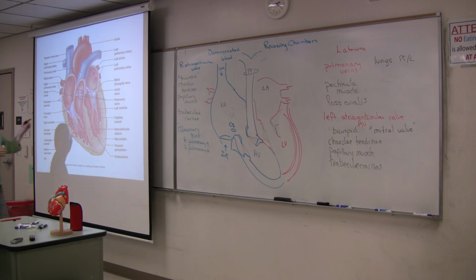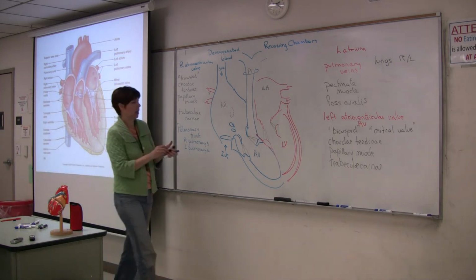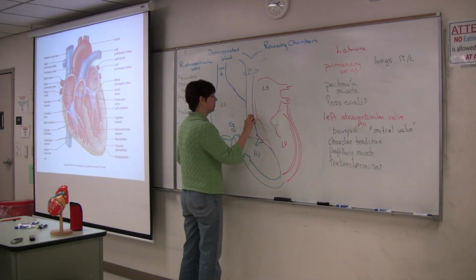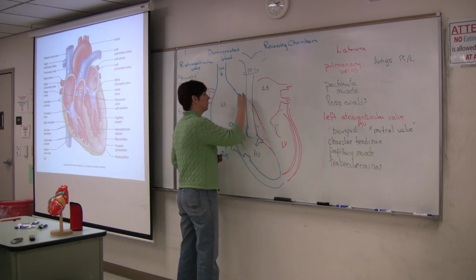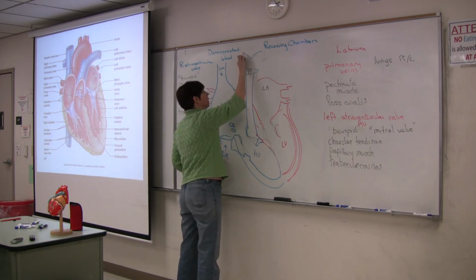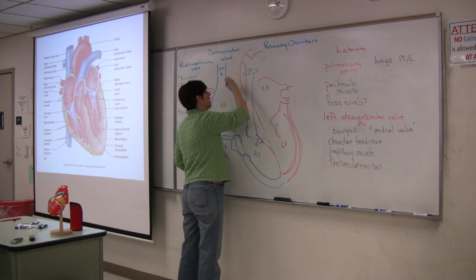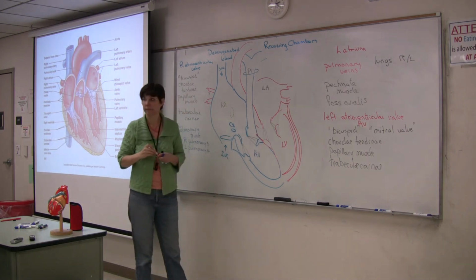The vessel carrying blood away from the left ventricle is known as the aorta. Okay?